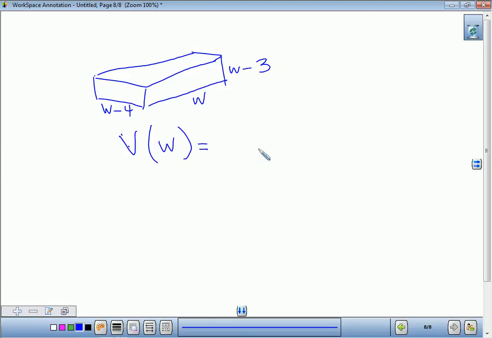All right. So, volume. All we do is multiply these three. This times this times this. All right. Now, so that's our first one. And then the second one asks for what are the dimensions of the box if the volume is 84 cubic inches. So we set 84 equal to this.